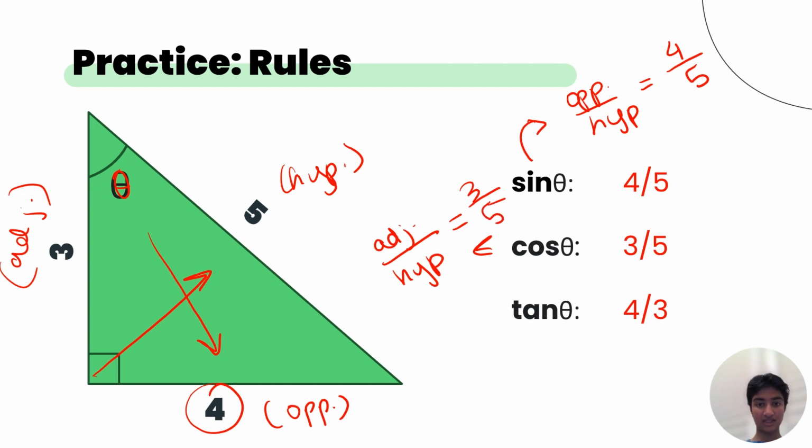And then finally tangent theta. Tangent theta is opposite over adjacent. And this is 4, side opposite, over 3, side adjacent.